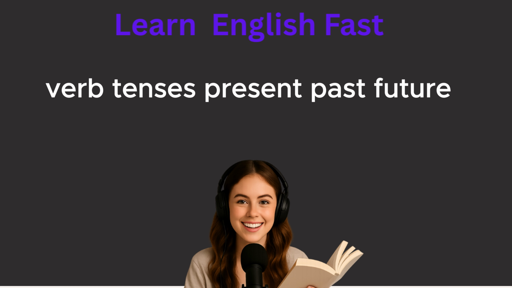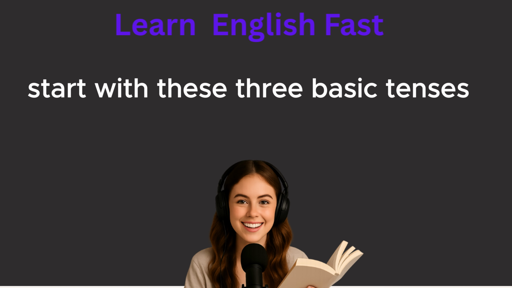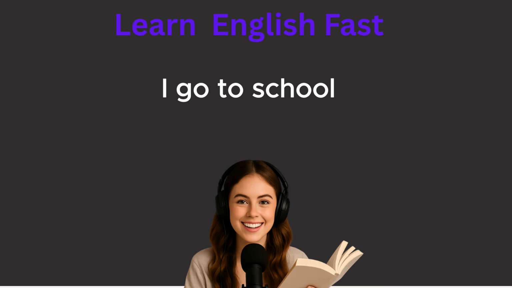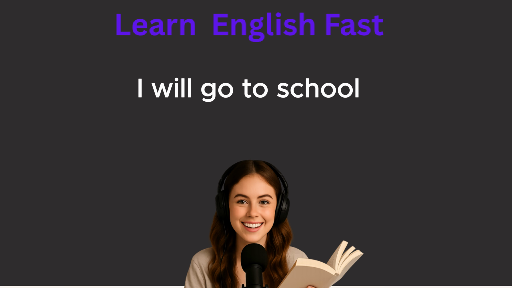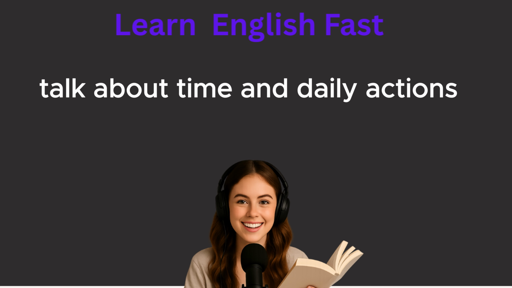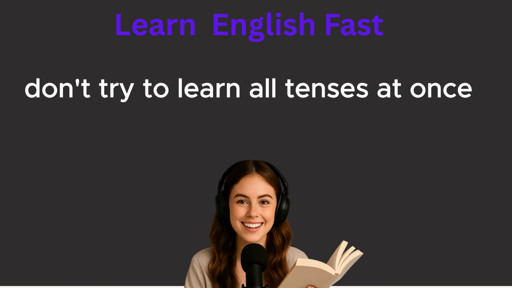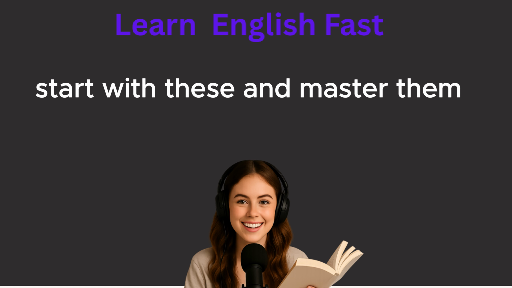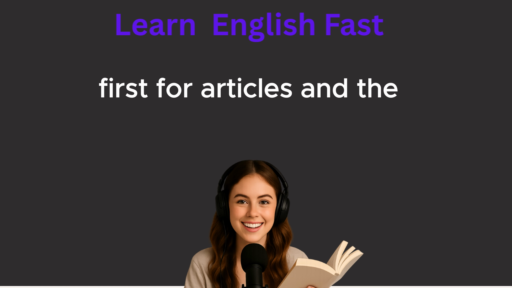3. Verb tenses: present, past, future. Start with these 3 basic tenses. Present simple: I go to school. Past simple: I went to school. Future simple: I will go to school. Learning when and how to use them helps you talk about time and daily actions. Don't try to learn all tenses at once. Start with these and master them first.